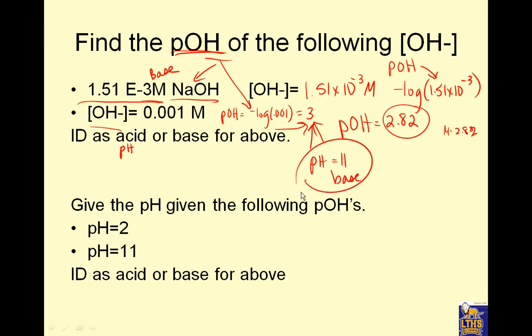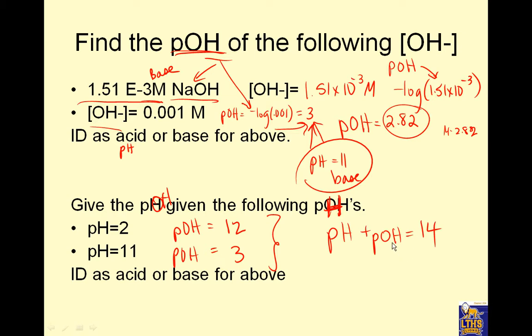All right, so you could do acids and bases based on pH or pOH, but let's just stick with pH. Low pH is acid, high pH is base, 7 is the cutoff. All right, now give the pOH given the following pHs. That's a little backwards, but if this is pH, then pOH equals 12. pH equals 11, pOH equals 3. Why? Because those have to add up to 14. Remember, pH plus pOH equals 14. Okay, it's all about logs.